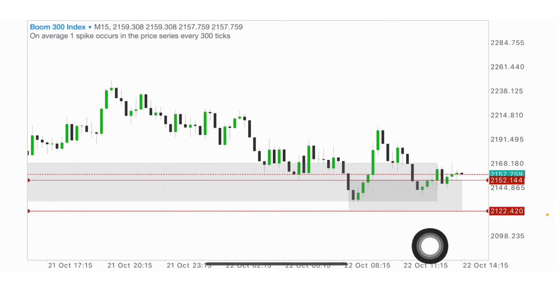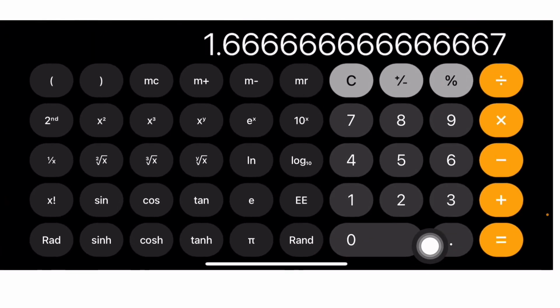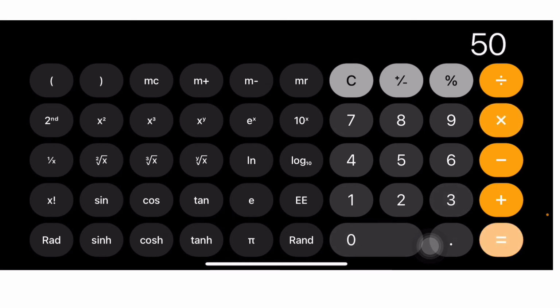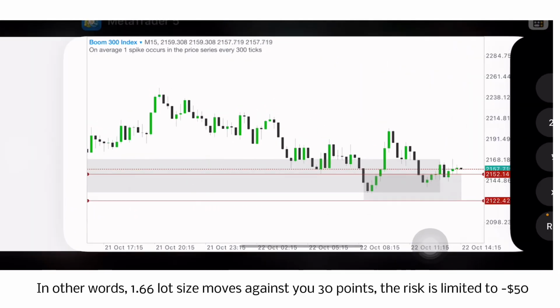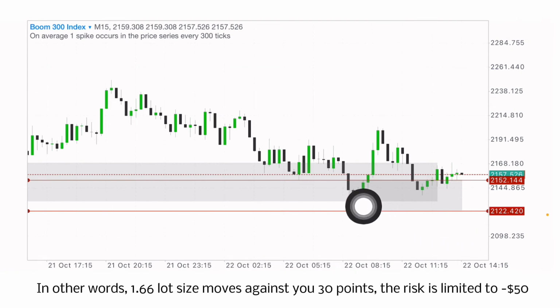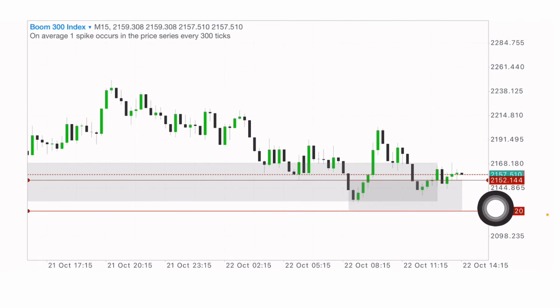Now reverse the mathematics to see if it's correct. The point difference was 30, so 1.66 multiplied by 30, what do we have? That's $50. So if you're going with 1.66 at this entry level at 2152 and the market comes straight and nullifies your analysis by trading to 2122, then you will be exiting that position losing just $50. Your risk will be limited to just $50.